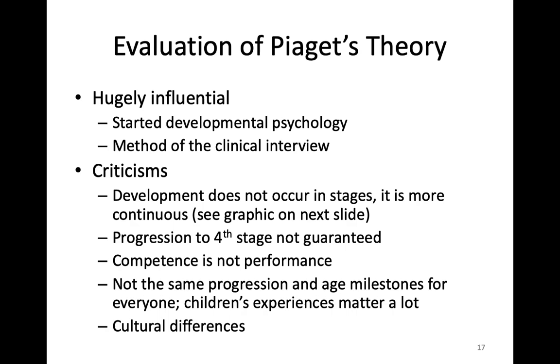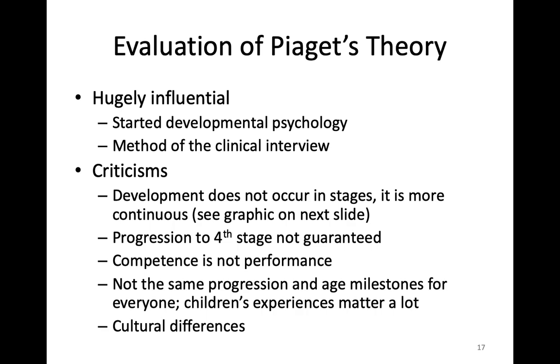Okay, another critique is that Piaget proposed that children go through this fixed set of stages from stage 1 to 4. They go through the same progression. There's the age milestones, right? 0 to 2, 2 to 7, 7 to 12, 12 to adulthood. And that's basically the same for everyone. But children's experiences matter a lot. And so children develop these different abilities. Some develop much earlier on, some develop much later on, and it has to do with their parents, their home environment, what they're exposed to, what they're not exposed to.